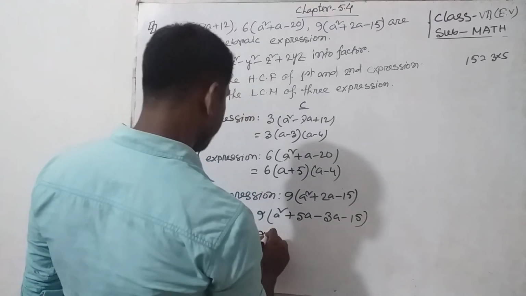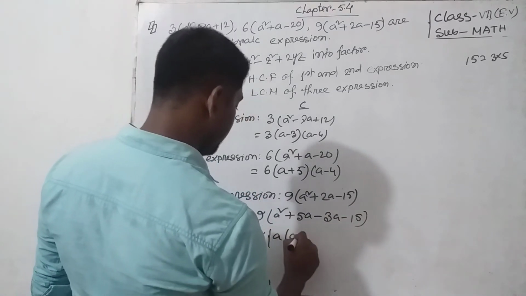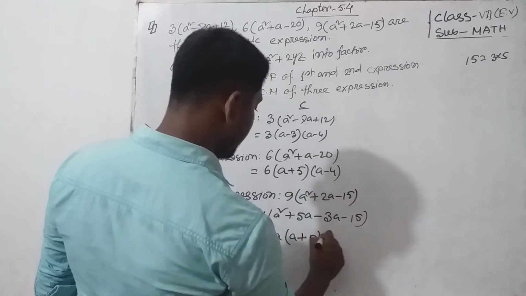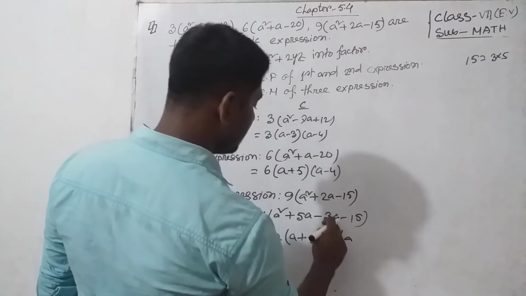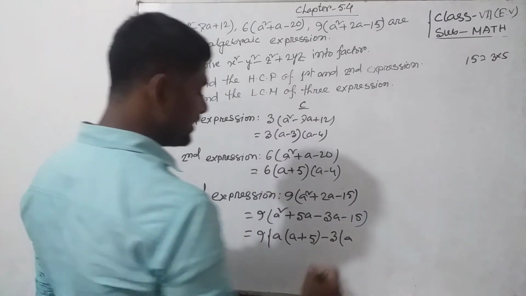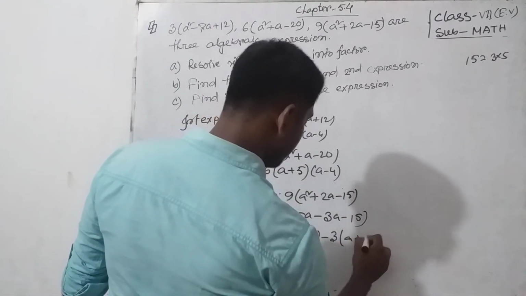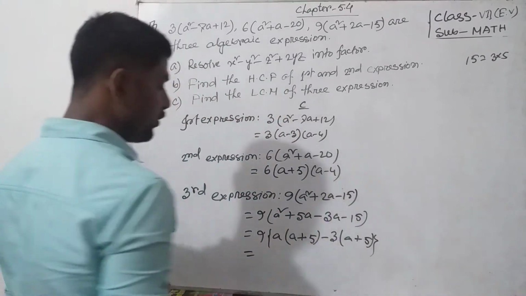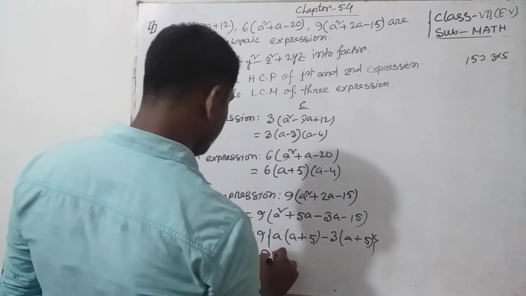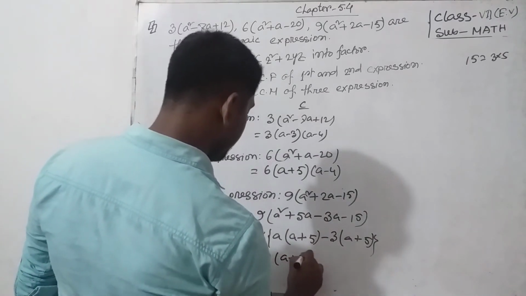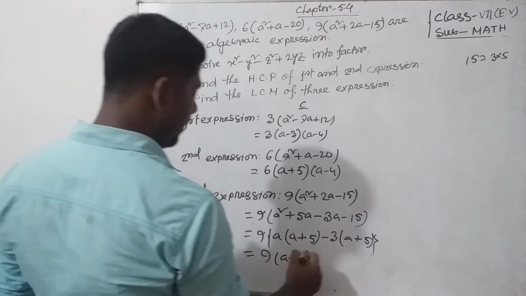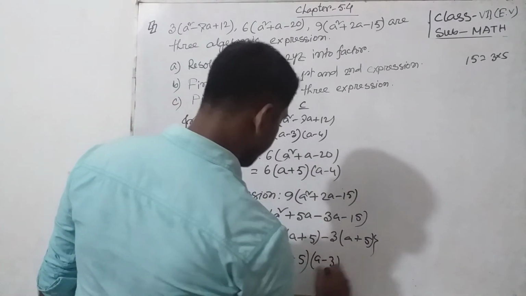Okay, 9 square a plus 5 minus 3. Then it will be a, this minus it will be plus, minus minus the plus. So here the common factor is a plus 5. 9 into a plus 5. Another factor will be a minus 3. Okay.